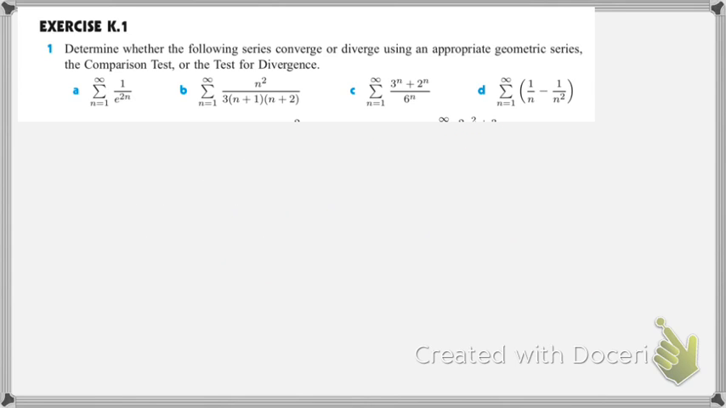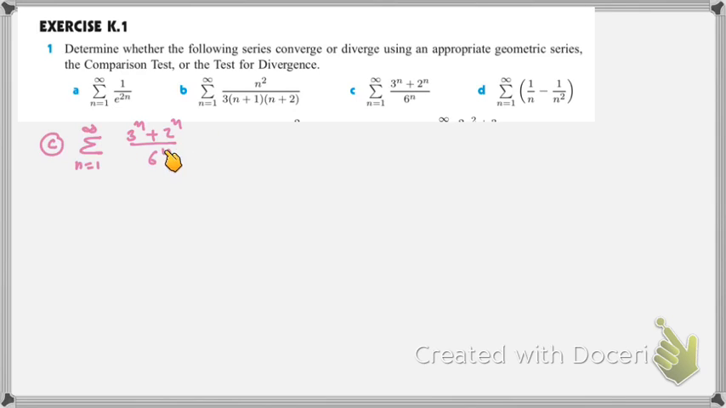Look at the next example, question 3. Sigma n equal to 1 to infinity of 3 raised to n plus 2 raised to n by 6 raised to n. That's something very interesting here. The numerator has a binomial, the denominator has a monomial. And when you get a plus b by c, we tend to write it as a by c plus b by c. I can divide them separately.